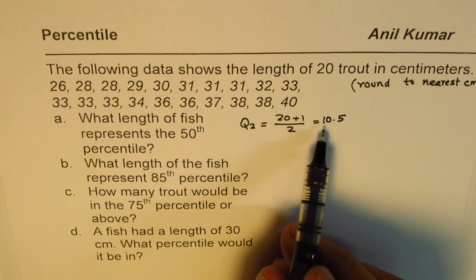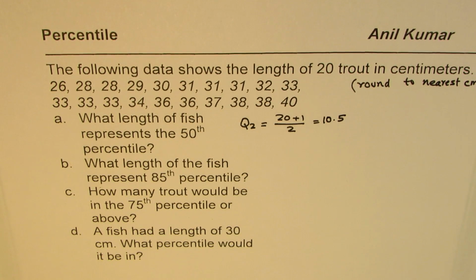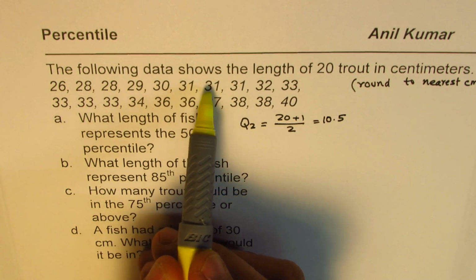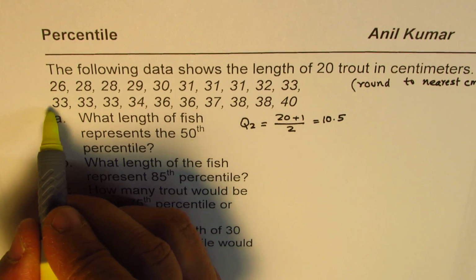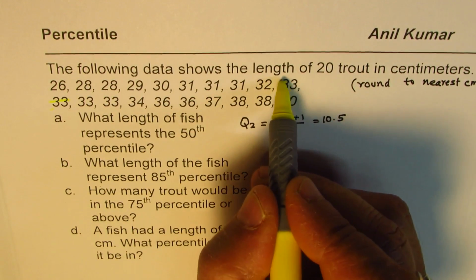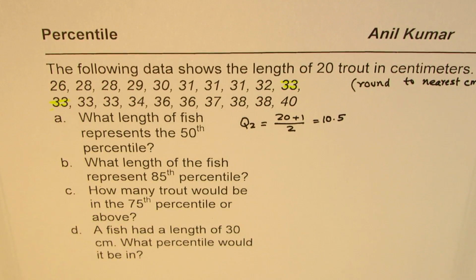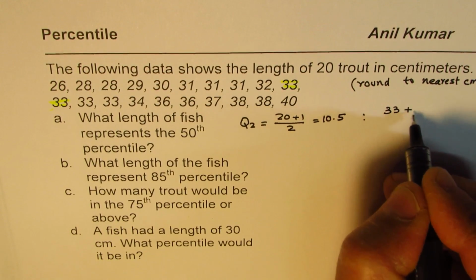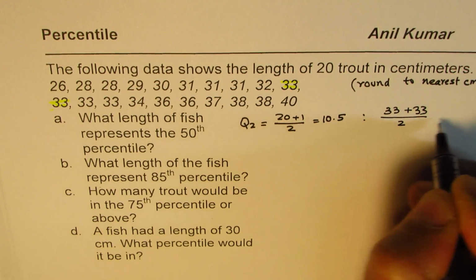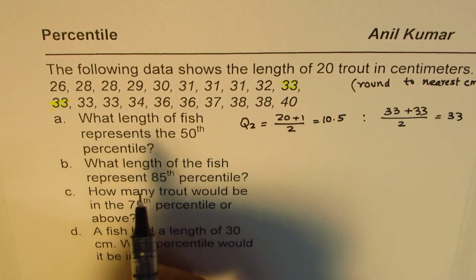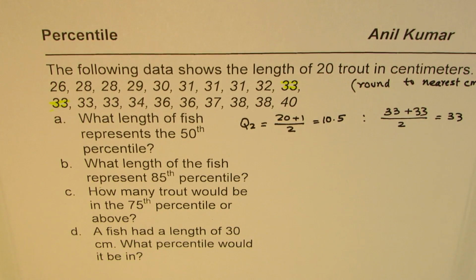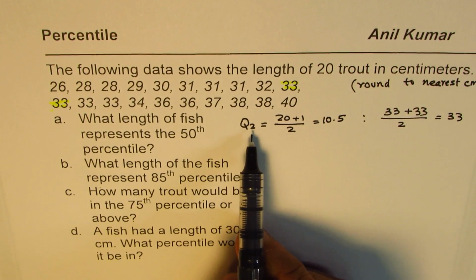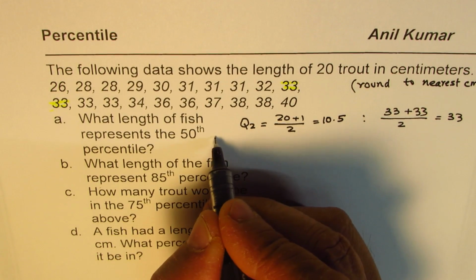10.5 is the sequence number. That means the middle of two values. So let's count: 1, 2, 3, 4, 5, 6, 7, 8, 9, 10 and 11. So it is the middle of these two values. Now for us both are 33. So the 50th percentile is 33 plus 33 divided by 2, so it is the same as 33. Correct? So that is the 50th percentile. As you can see, the 50th percentile represents the second quartile or the median.